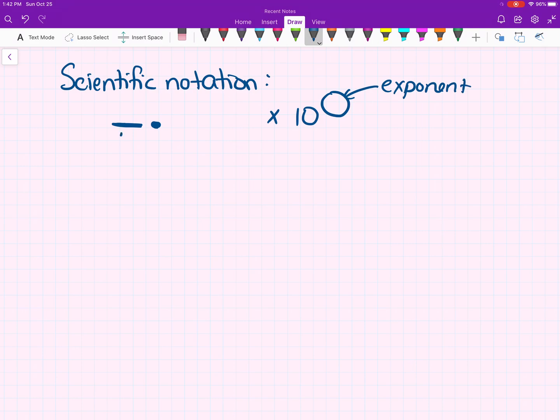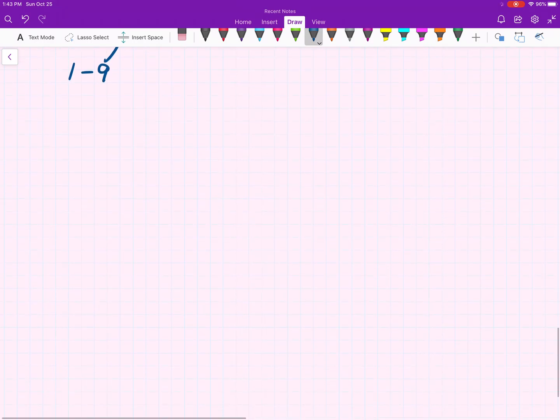The number to the left of the decimal can be any number from 1 to 9. Okay, we need a 1 to 9 there. All right, so let's look at, for example, A. A is 4,560,000. In case you don't remember, I'm going to explain this from the beginning.